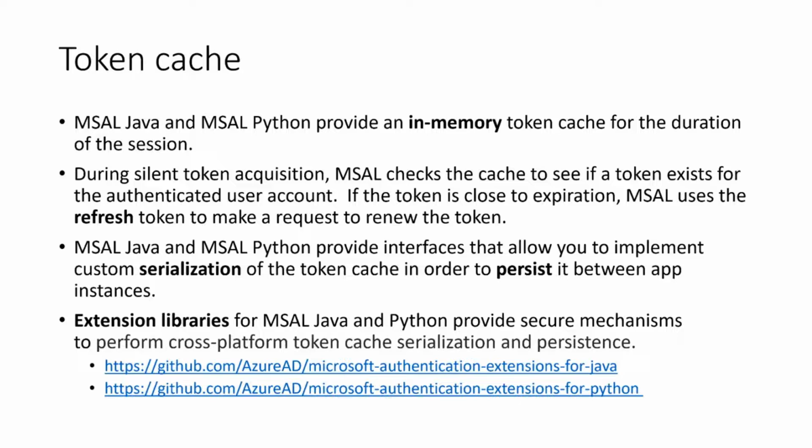However, MSAL Java and MSAL Python provide an interface which allows you to implement custom serialization in your application if you choose to persist it between different application instances. Also note, we are recently developing some libraries, called extension libraries, for Java and Python, which provide secure mechanisms to do some of this token serialization and persistence across multiple platforms like Windows, Linux, and Mac. So do check out these extension libraries. They're at an early stage, but you can definitely check them out.